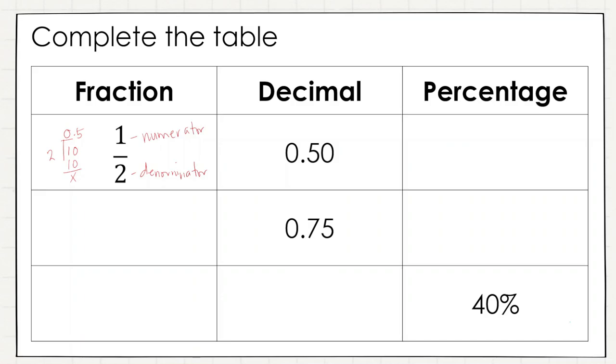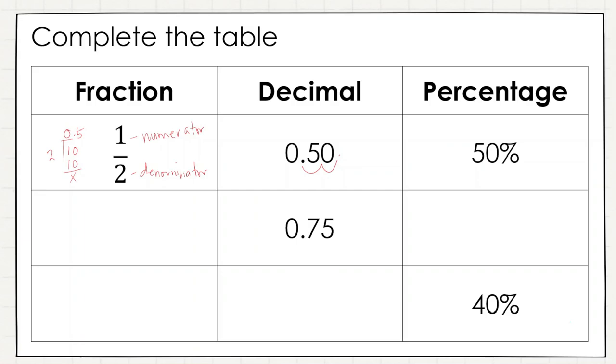Now, how are we going to change decimal to percentage? Simply, we can multiply the decimal by 100. So 0.50 times 100. Or we can also move the decimal point 2 places to the right. So we have 1, 2, which is equivalent to 50%.